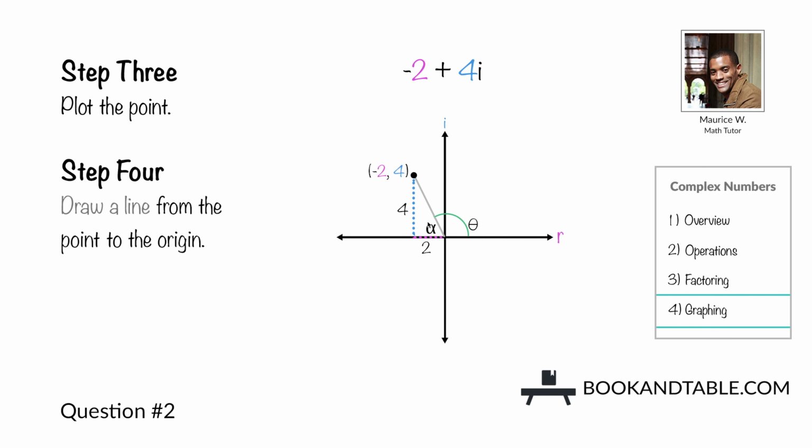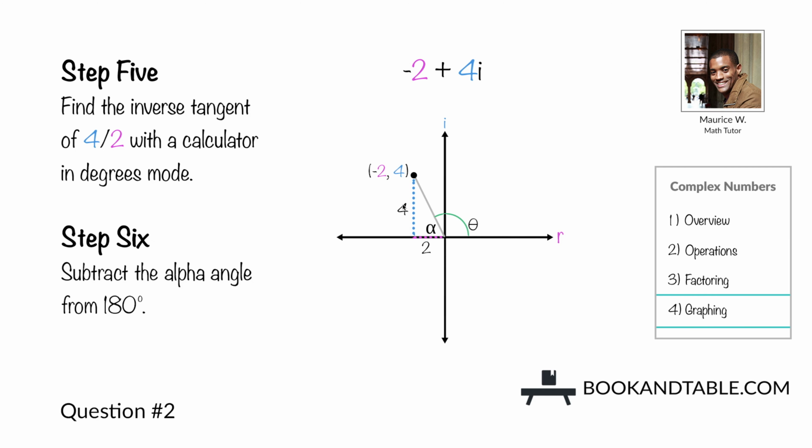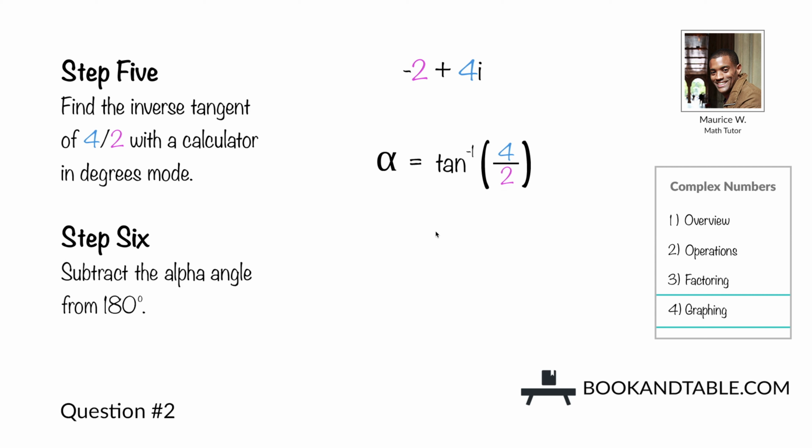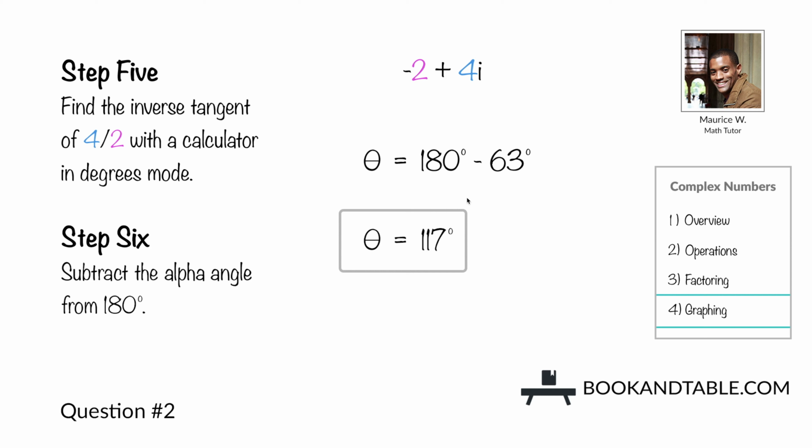So we must first find the inverse tangent of the opposite side 4 over the adjacent side 2 with the calculator in degrees mode to find the alpha angle. So the alpha angle is equal to the inverse tangent of 4 over 2, which means the alpha angle is equal to 63 degrees. Subtracting that from 180 degrees gives us the argument is equal to 117 degrees.